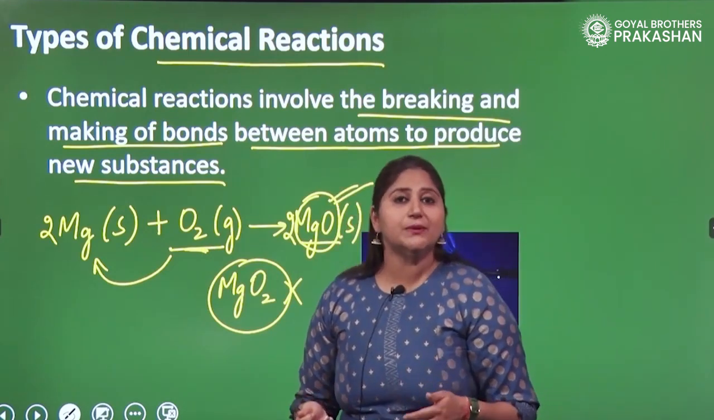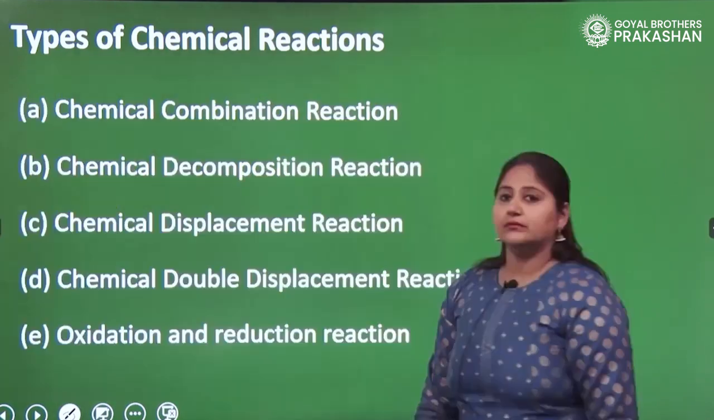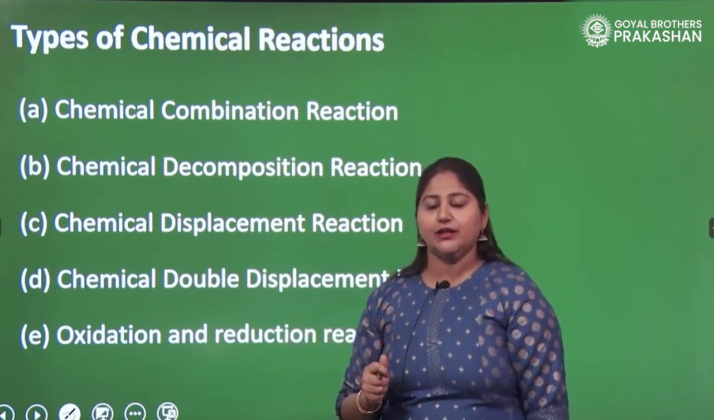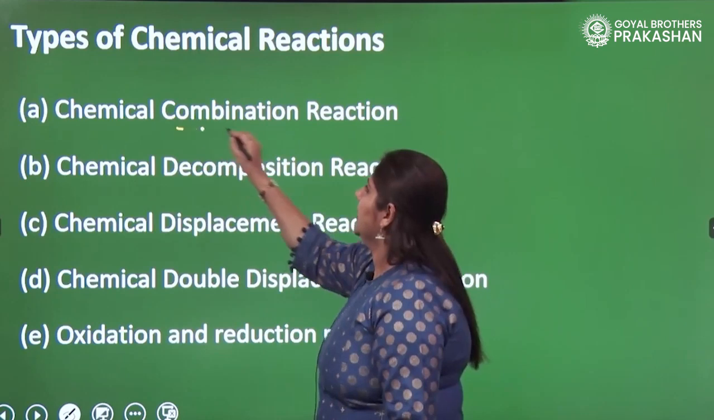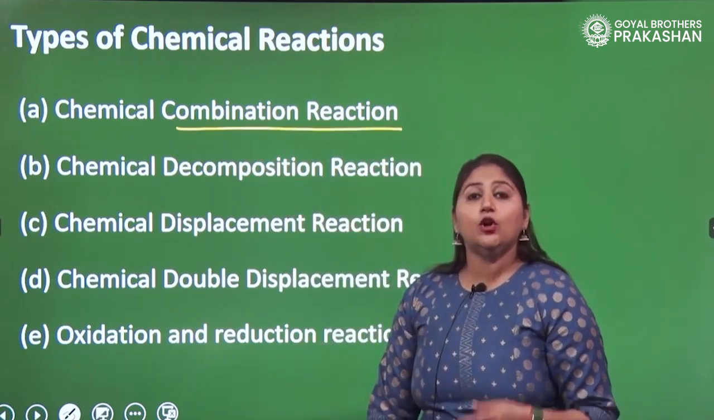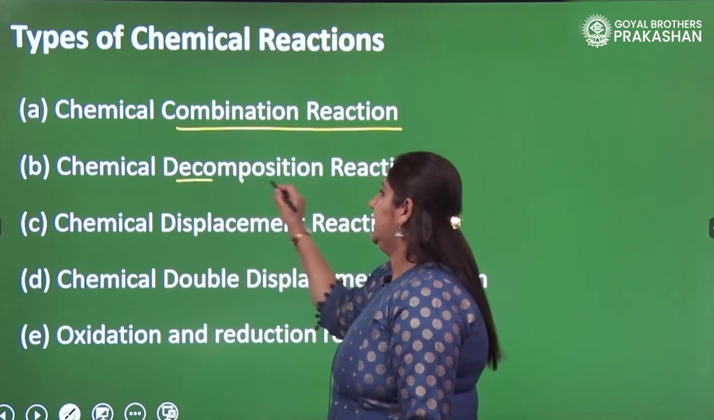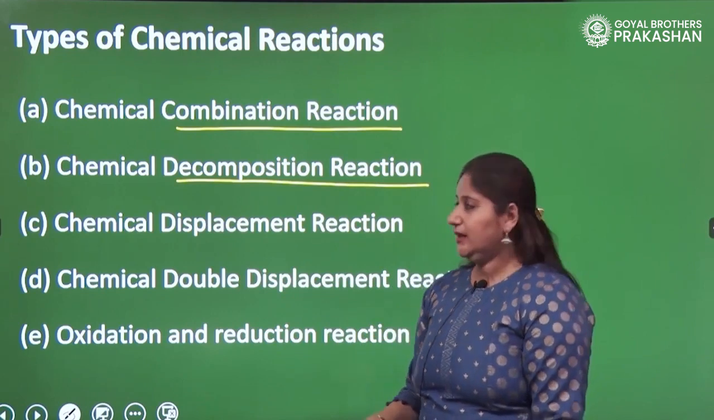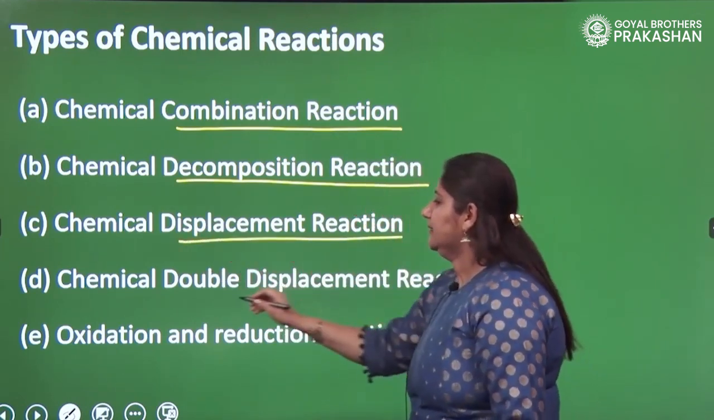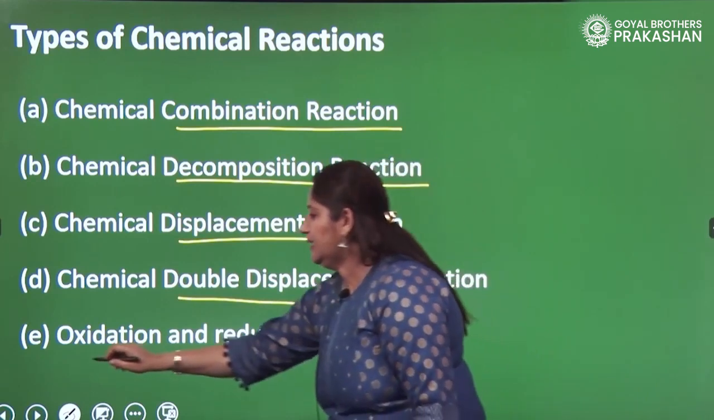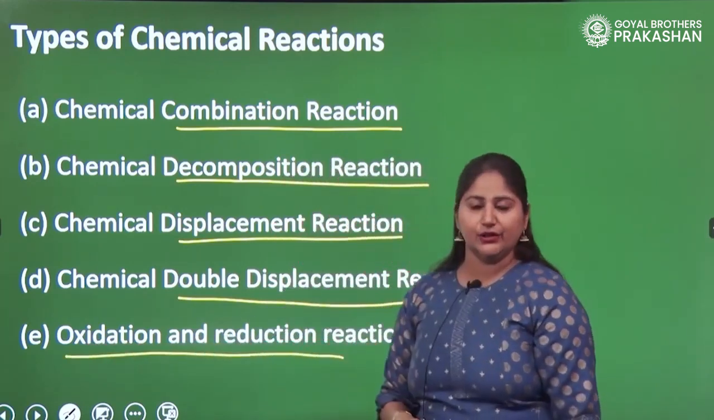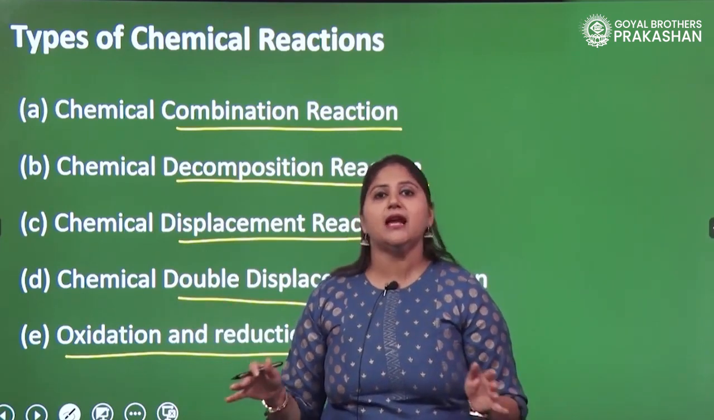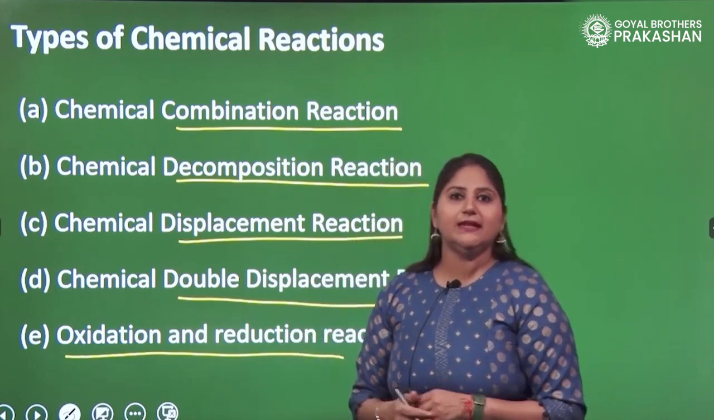Now, let's proceed with the types of chemical reactions. Children, when we talk about types of chemical reactions, there are 5 basic categories. The first one is the chemical combination reaction, also known as the chemical composition reaction. Then the chemical decomposition reaction, the chemical displacement reaction, the double displacement reaction, and the last one is the oxidation and reduction reaction. We will be discussing these types of reactions in detail with a variety of examples and many activities. So let's proceed with the first one.